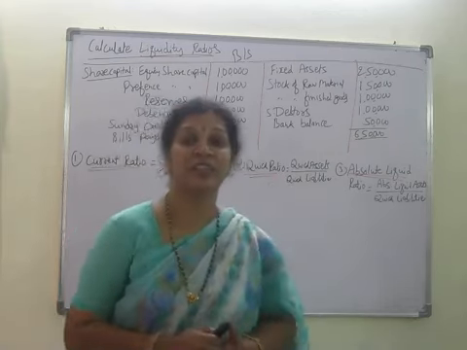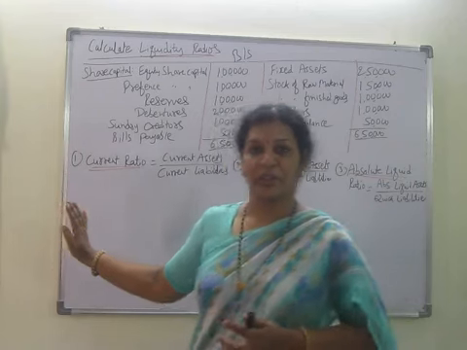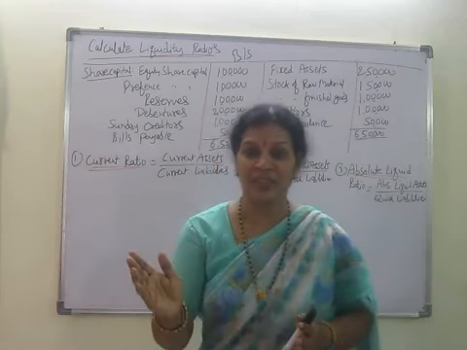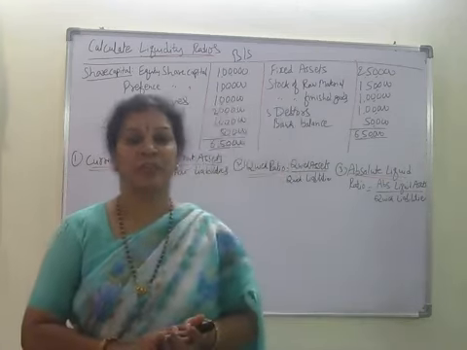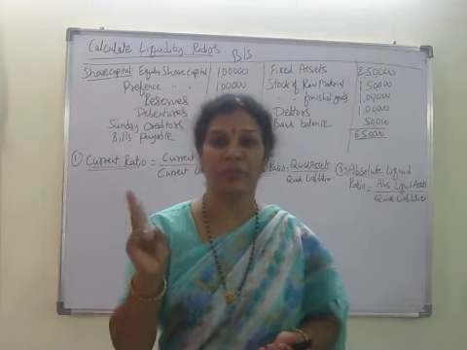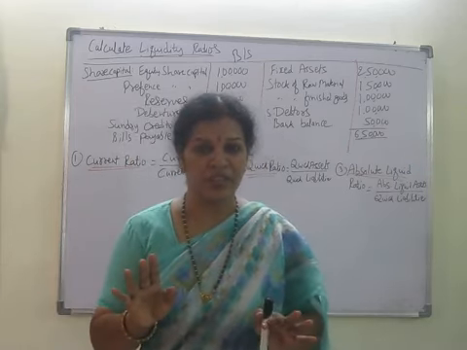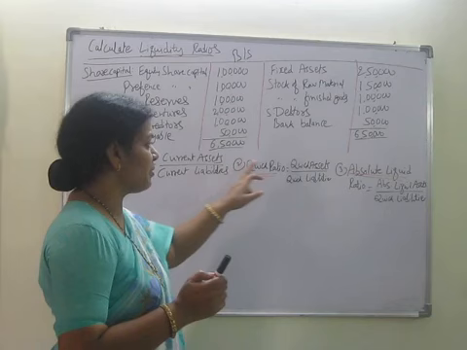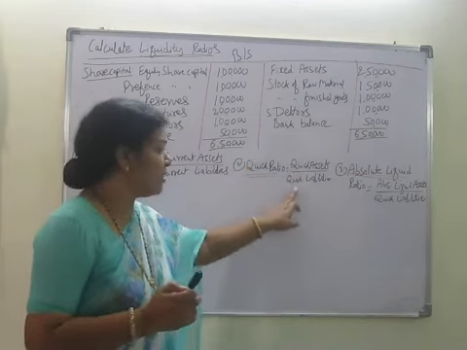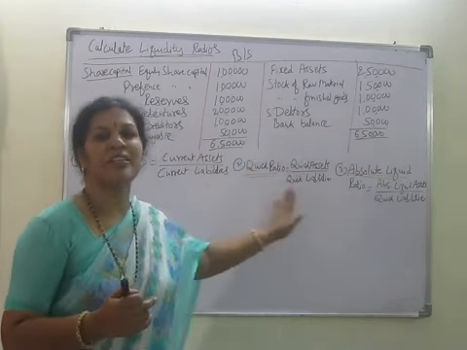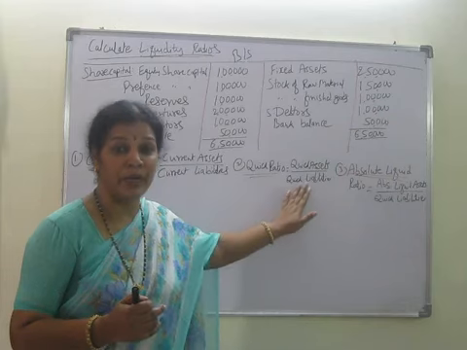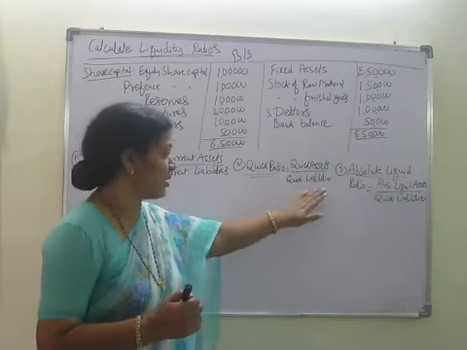How do you get quick assets? Current assets we already know. Current assets minus stock minus prepaid expenses. If you subtract stock and prepaid expenses, then you will get the quick assets. Quick liabilities are the same as current liabilities except bank overdraft. Bank overdraft we don't take into these current liabilities.